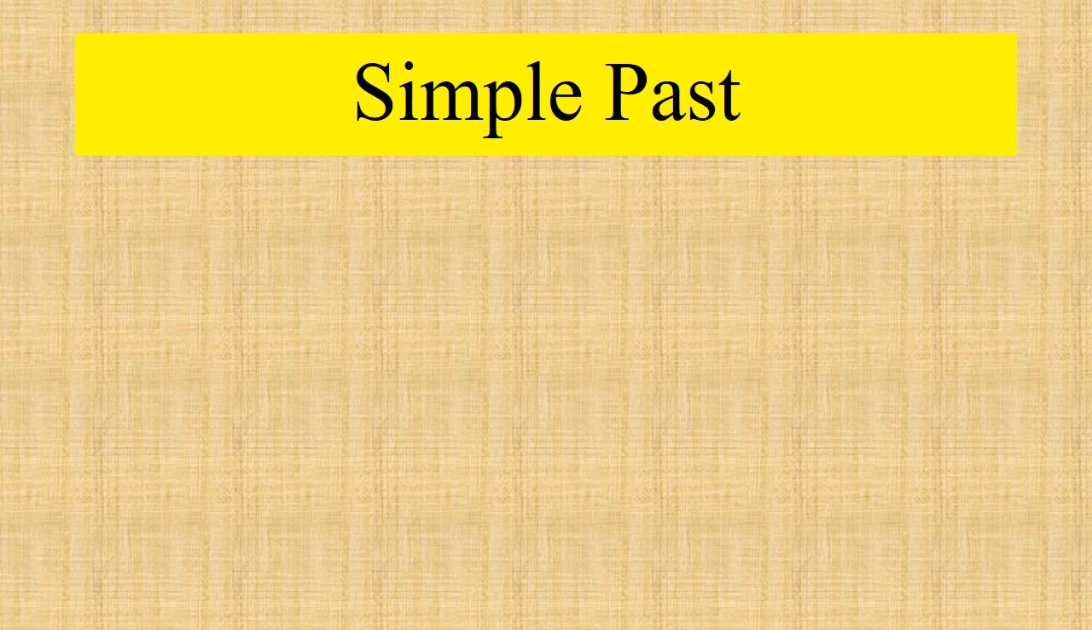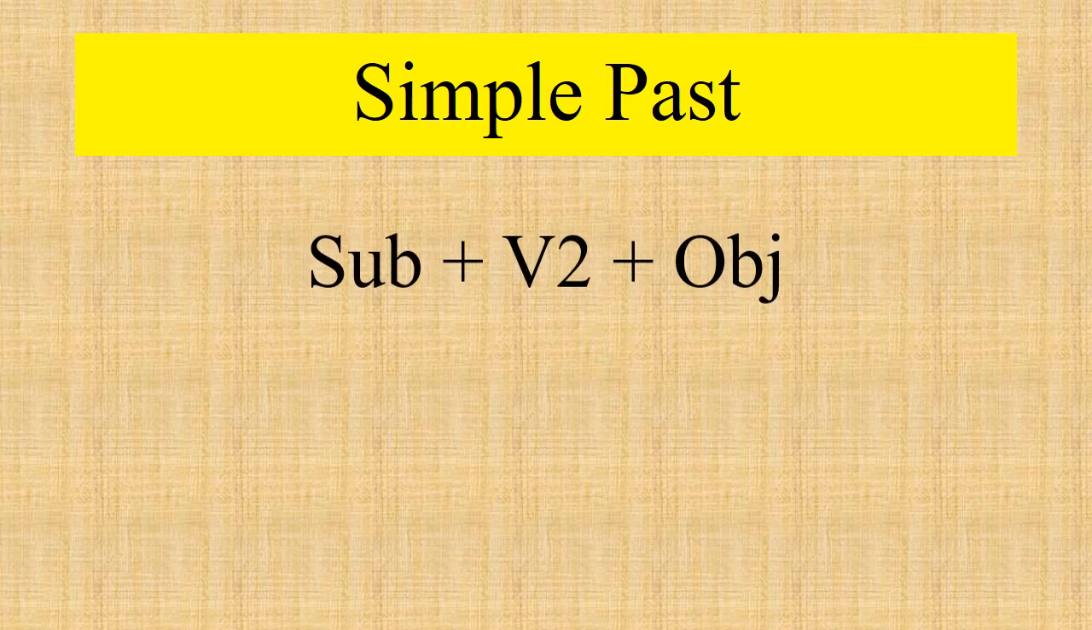The next form is simple past tense. The formula for simple past tense is subject plus V2 plus object. Now V2 is the past form of the verb. What will be the past form of eat? It will be ate. For write, it will be wrote. For take, it will be took. So let us take an example and understand.